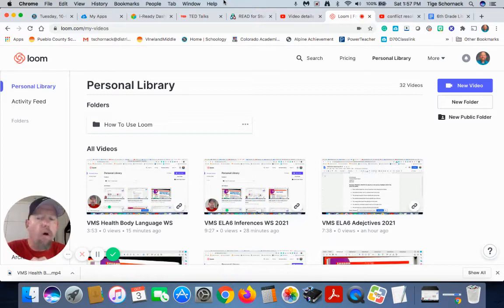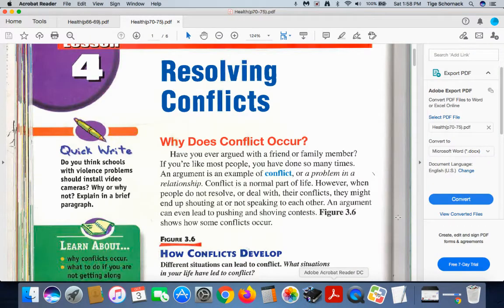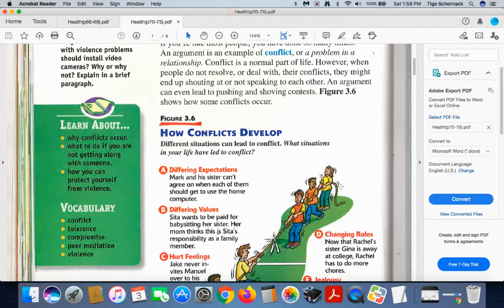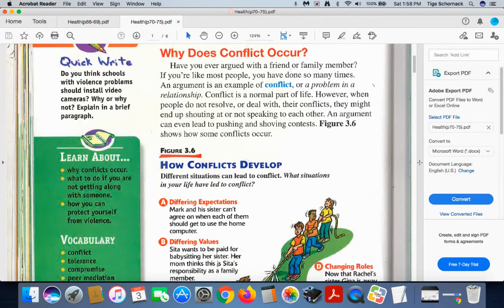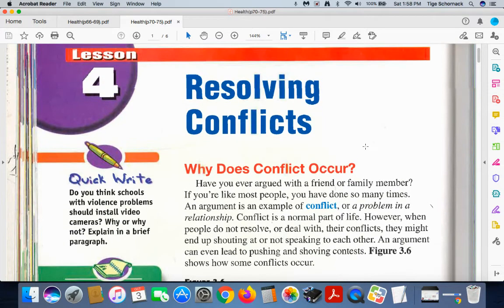properly resolve a conflict? Because, again, conflicts do not best get resolved with fists, with yelling, with words and things like that. Again, that's not a win-win situation. So we're going to talk about that today. So, page 70 in your book. Resolving conflicts.